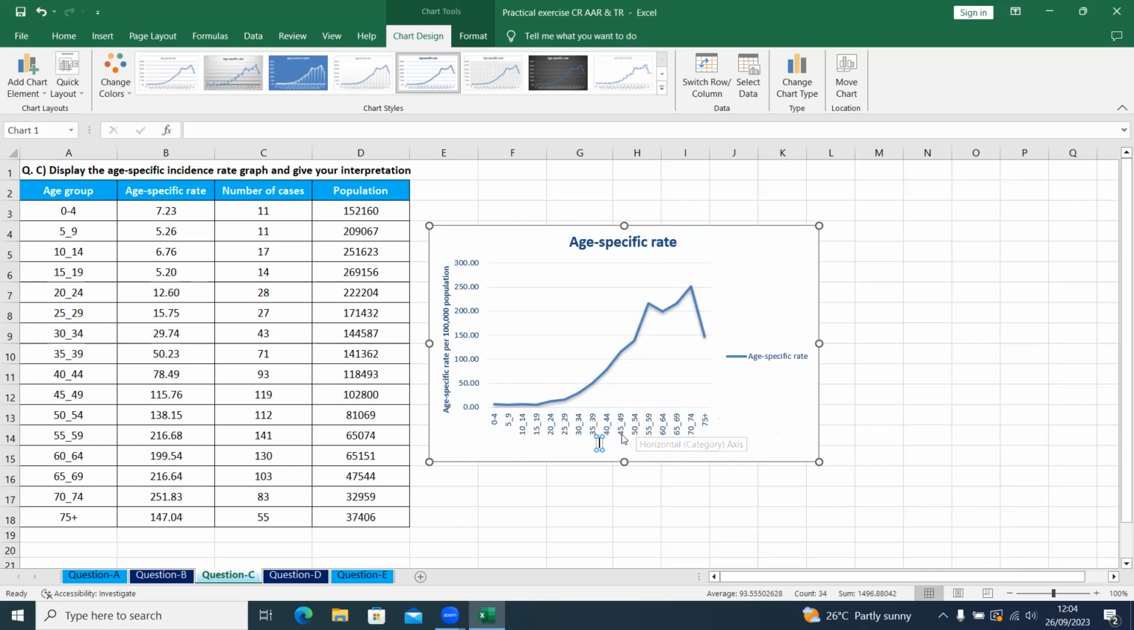Yes, sir. It is age specific rate. No, the x-axis, this one. This is age group. Yeah, so age group. You have to put age group. Age group, yes.